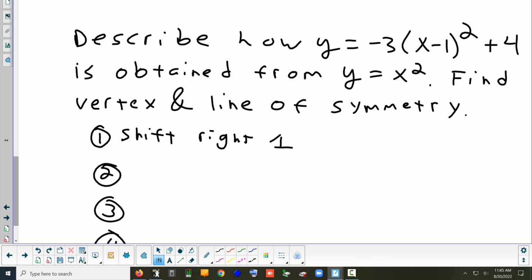Alright, can we just write 1 or do we have to do like units or whatever? You can just write 1 because we don't know if it's feet or inches. You don't have to put units. No units. Next thing. Yep, Angela? The vertical stretch.